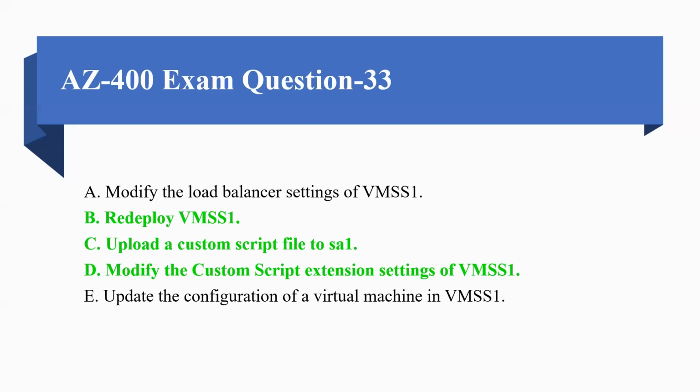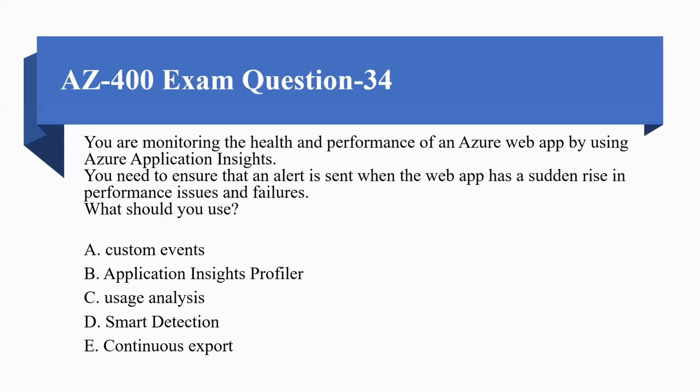Moving towards next question. You are monitoring the health and performance of an Azure web app by using Azure Application Insights. You need to ensure that an alert is sent when the web app has a sudden rise in the performance issues and failures. What should you use? Option A, custom event. Option B, Application Insights Profiler. Option C, usage analysis. Option D, smart detection. Option E, continuous export. And the correct option would be option D, smart detection.